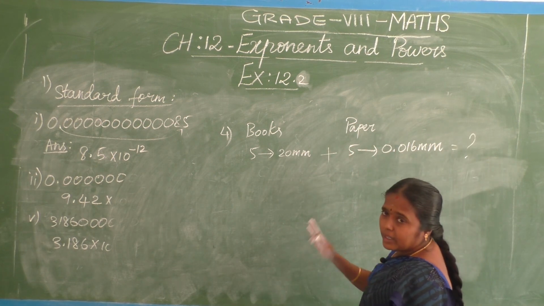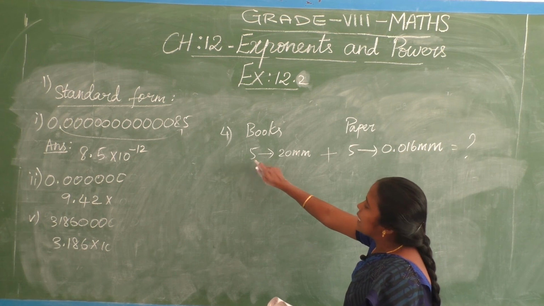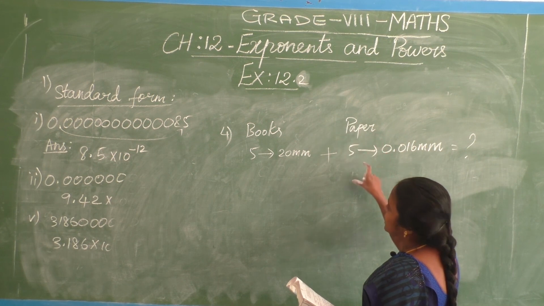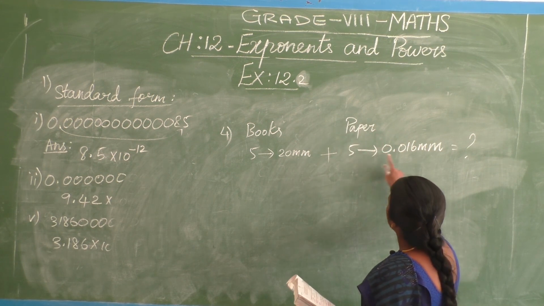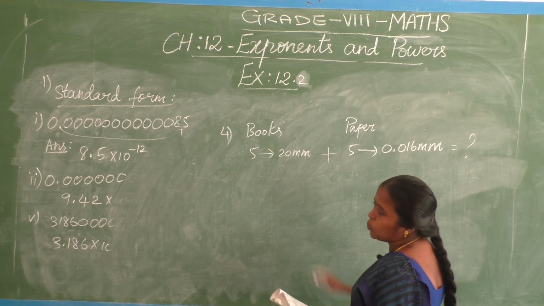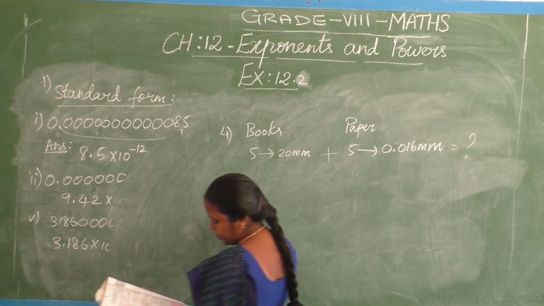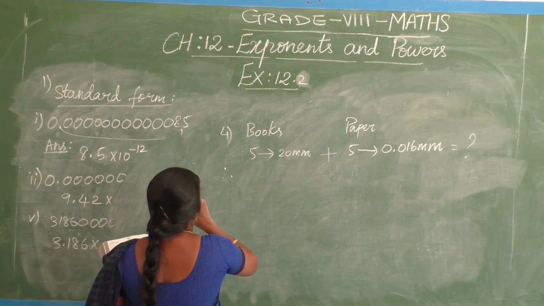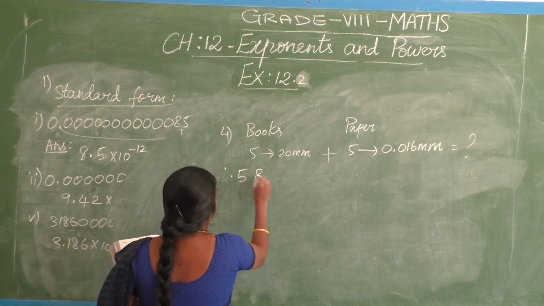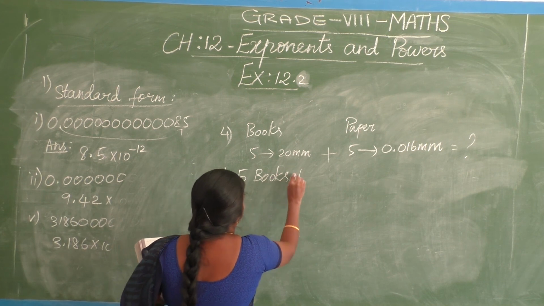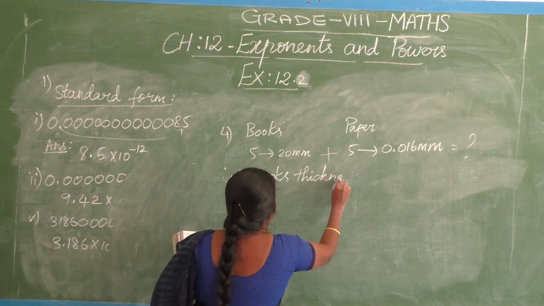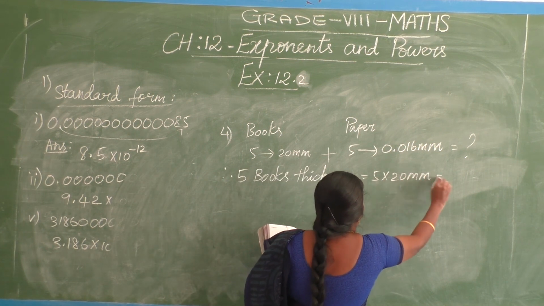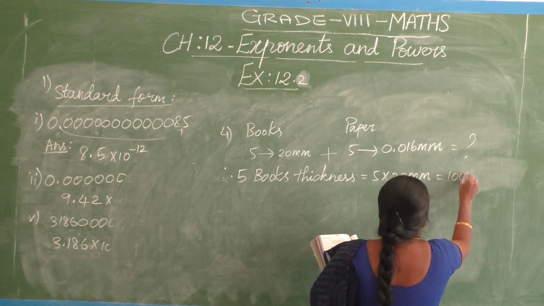Clear, children? In the stack there are 5 books. Each book thickness is 20 millimeter. 5 paper sheets. Each paper thickness is 0.016 millimeter. What is the total thickness? This is the question. What to do? Book means one book thickness is 20 millimeter. That means 5 books thickness, what comes? 5 into 20 millimeter, no? 5 into 20 millimeter, what comes? 100 millimeter.